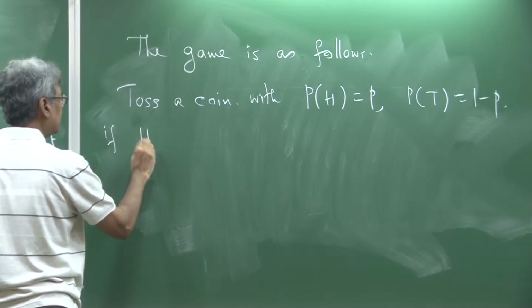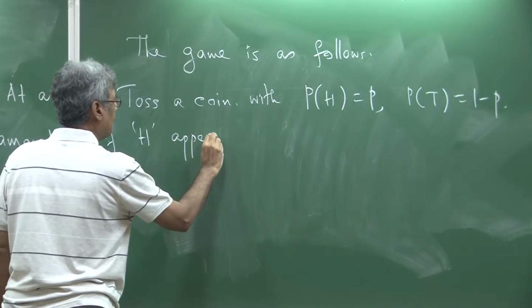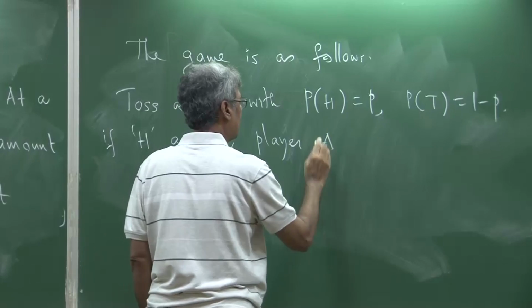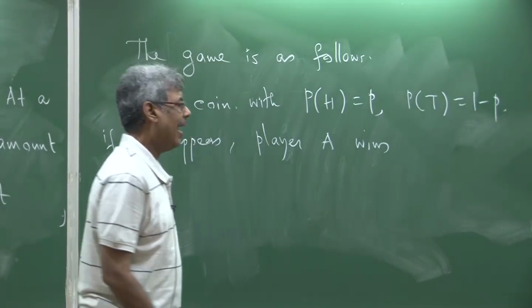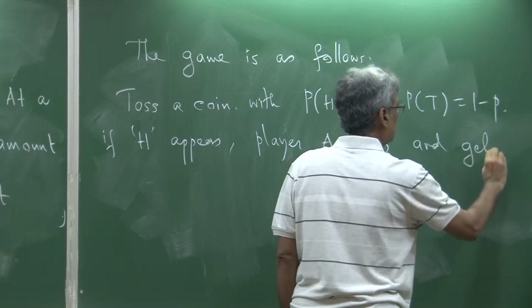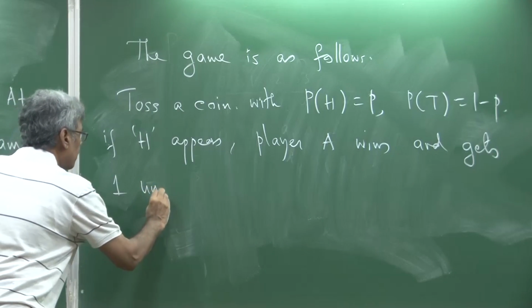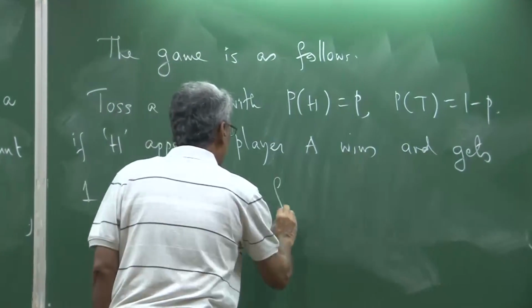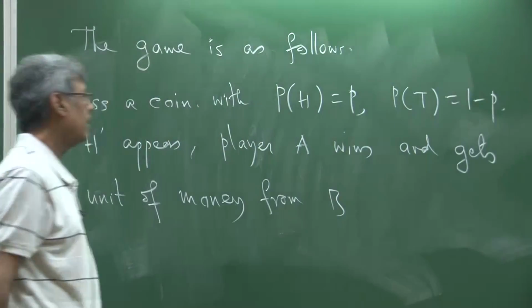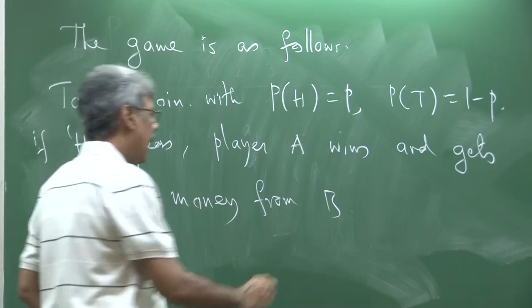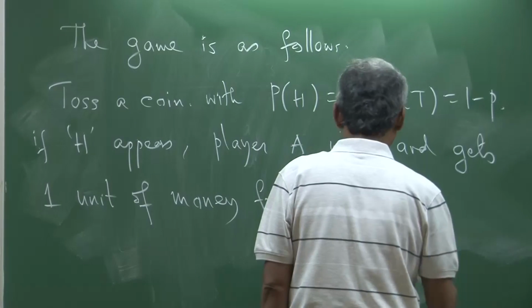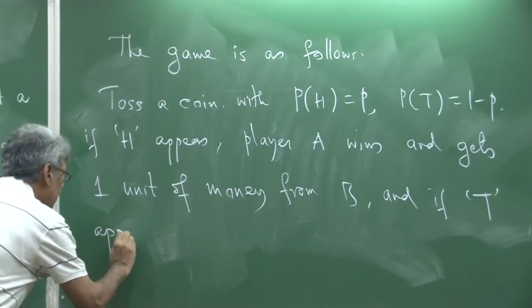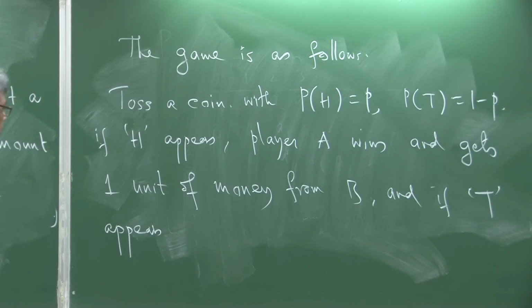If head appears, player A wins and gets 1 unit of money from B, and if tail appears, it is just the opposite.